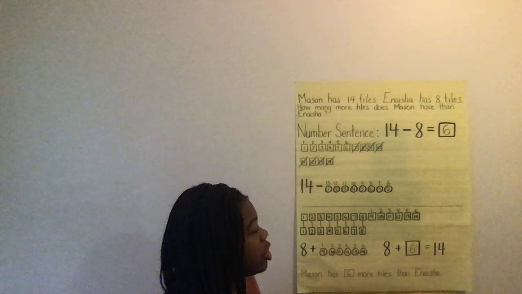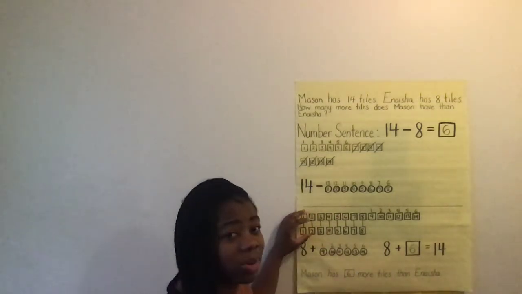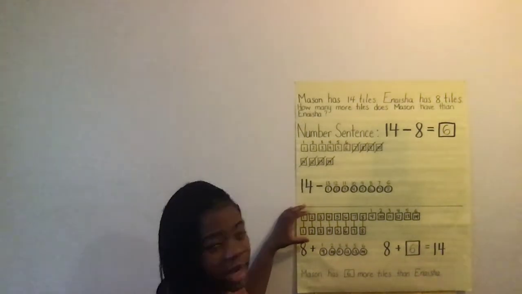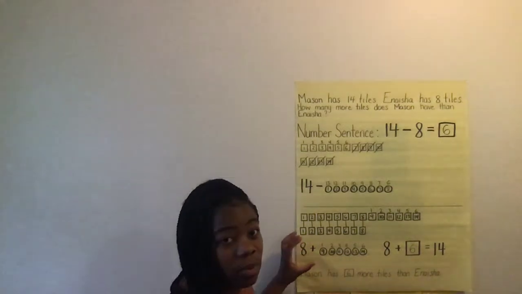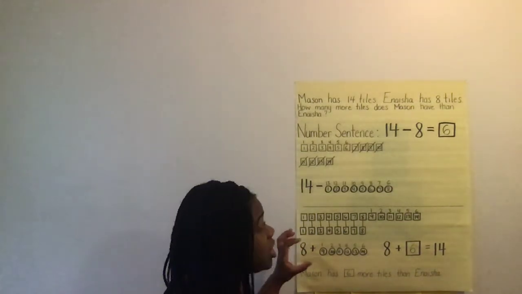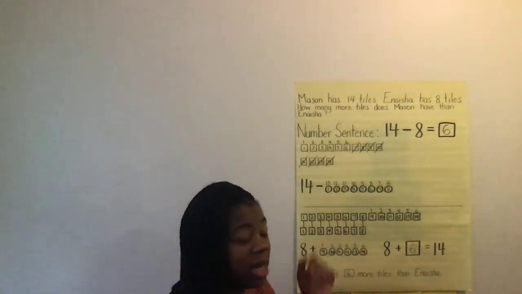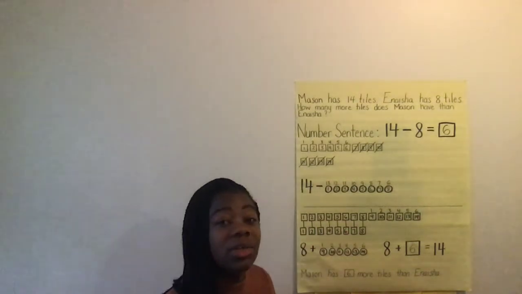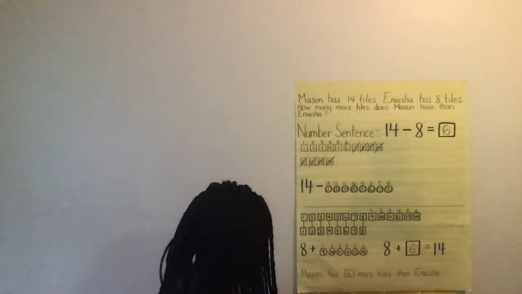Now, another strategy to match this compare and contrast strategy, because the numbers will get larger, so you don't necessarily want your child to continue to use this strategy, especially when they get to first grade. So we want to show you another way where you can just start with 8, which is the lesser amount, the amount that Enasia had. And then you can count on until you get to Mason's amount to see how many more tiles you need to get to Mason's amount.